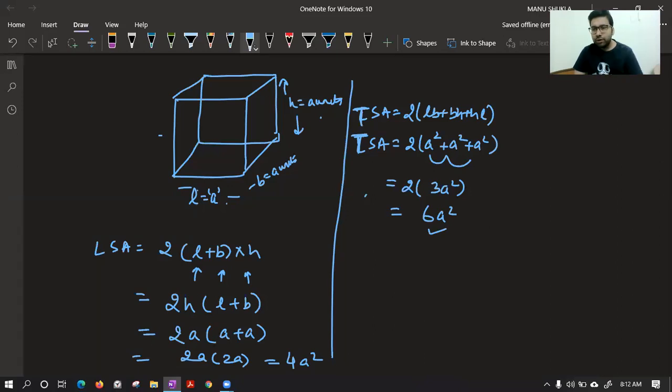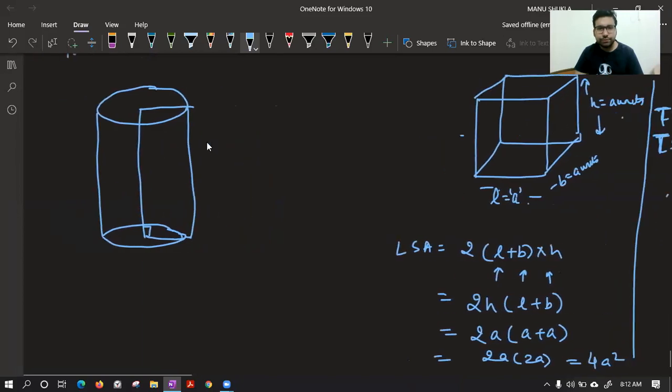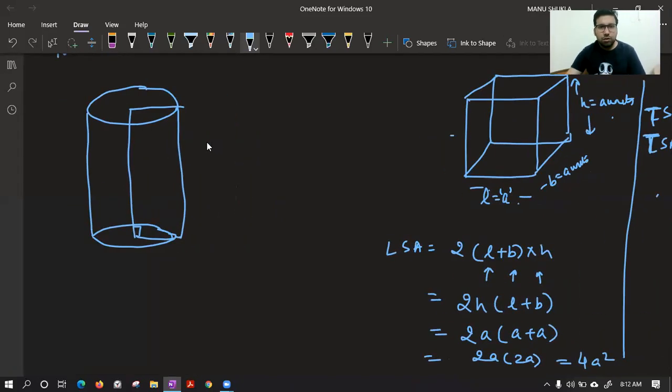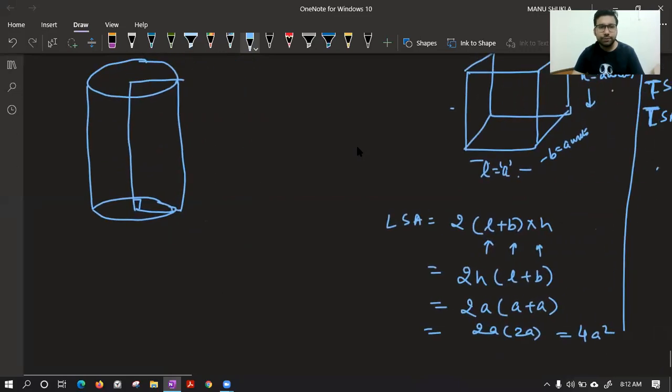Okay. Now let us see the cylinder again. Okay, Ananya. Let us start the cylinder.